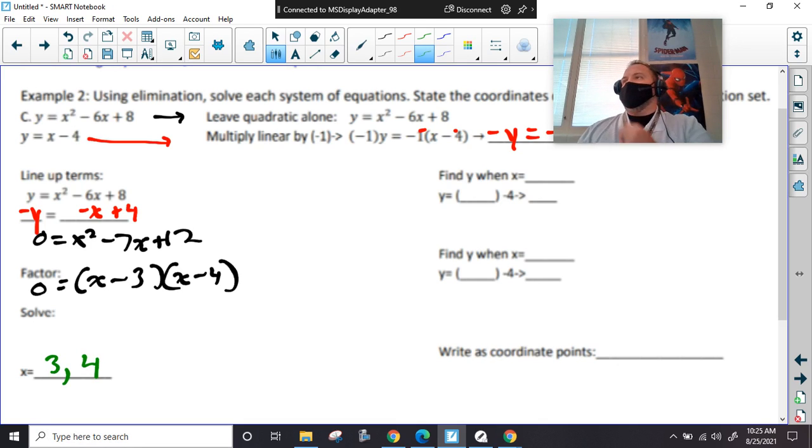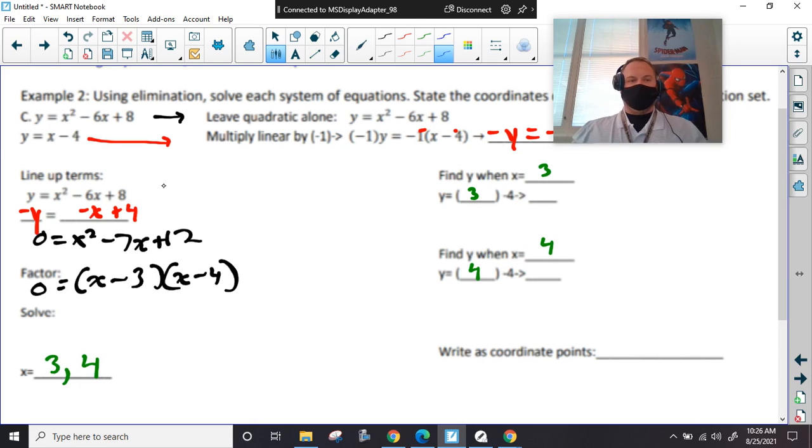Now, you used to be like, okay, I'm done. And then it's kind of like one of those infomercials. But wait, there's more. You only have the X values for your coordinates. You have to find your Y's. So 3 goes here, 4 goes here, 3 and 4.